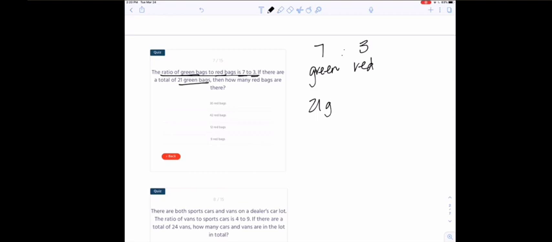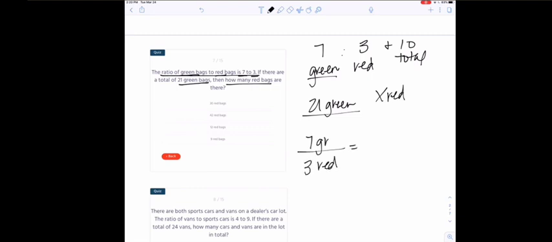Okay? If there are a total of 21 green bags, so 21 green, I'm definitely going to use these two. How many red bags are there? X red. We don't know the number of red. We can add these and get a 10 total, but we're not going to use our total because we're comparing the green and the red only. So now the first fraction, remember, has our ratio in it. 7 green, 3 red. And then our second fraction is comparing it. So 21 green, we have to match green with green, and x red. Red with red. Now that we've done that, let's cross multiply.